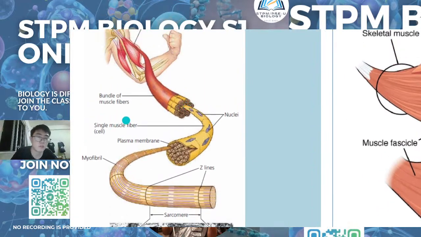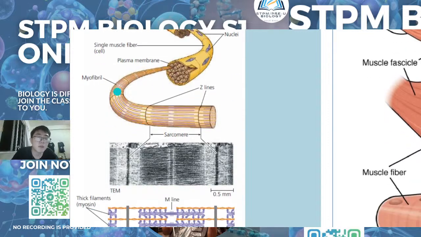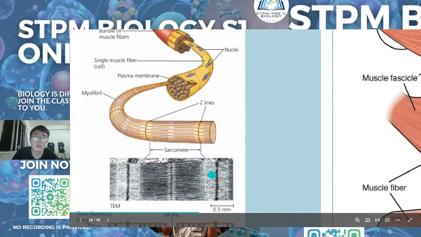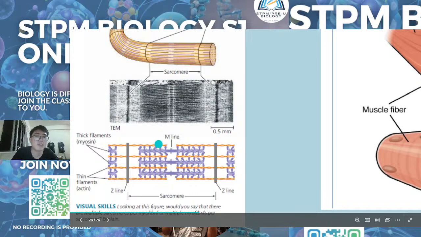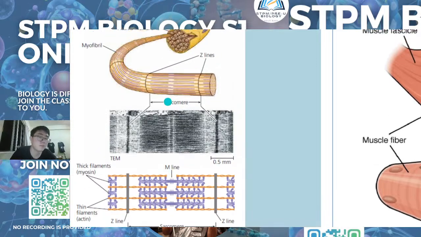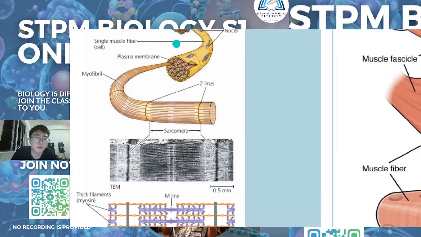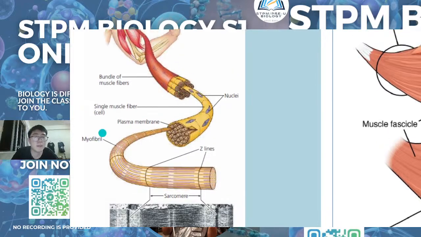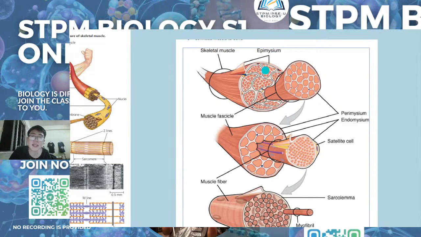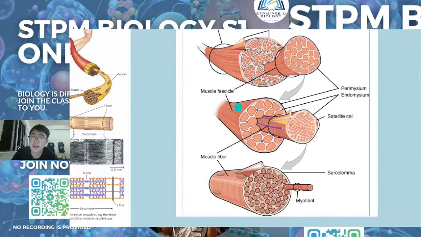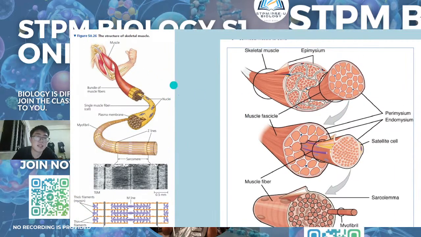So you need to explain all of this. Okay. Just for the sarcomere, you don't need to write this. What is the M line, Z line, you will learn that in semester 2. But if you can explain, good. But no, you don't need to. You just want to explain the basic structure of skeletal muscle. This one is a bit more detailed, but actually it is the same as this.